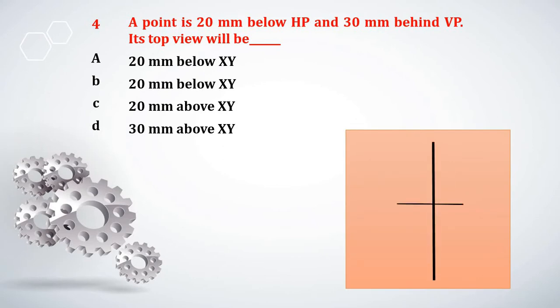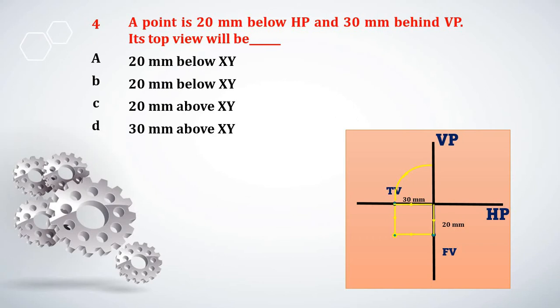So again, with the help of the 2D view of the quadrant system, we are going to solve this. As they have mentioned 20 mm below HP, we have drawn one arrow 20 mm below HP, and 30 mm behind VP, so the second arrow is drawn 30 mm behind. We extended both the arrowheads with construction lines, and they intersect in the third quadrant, which will be our point A.